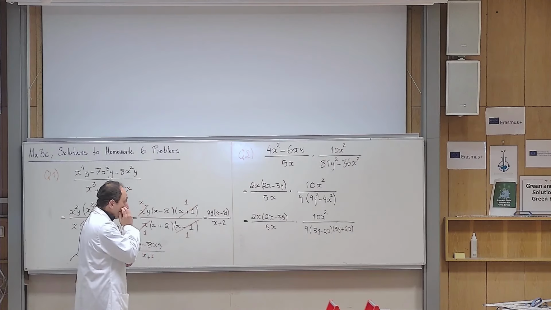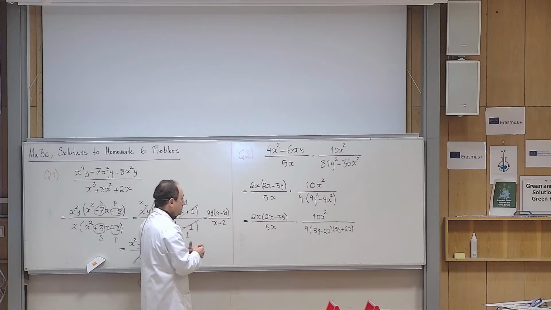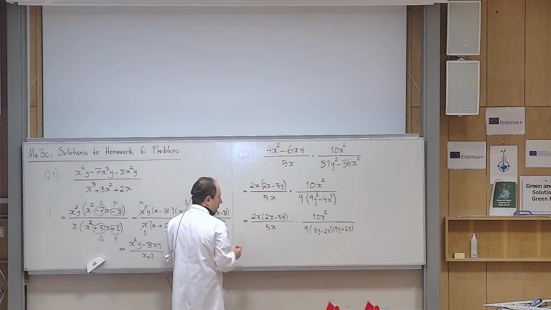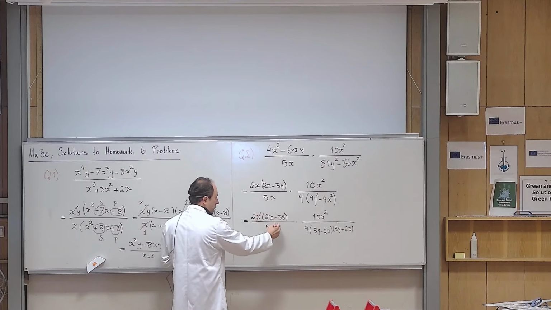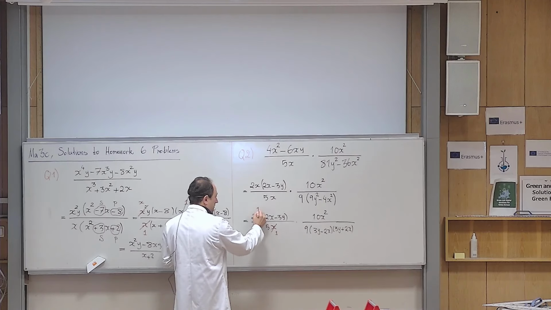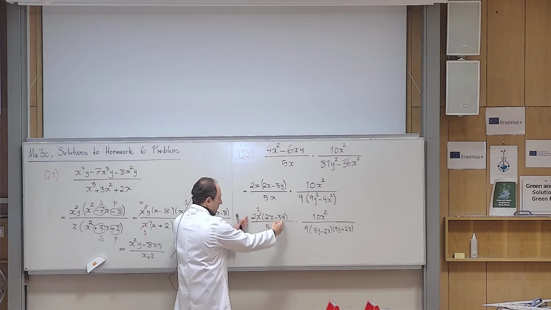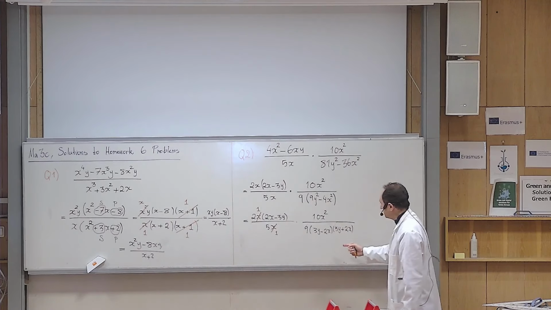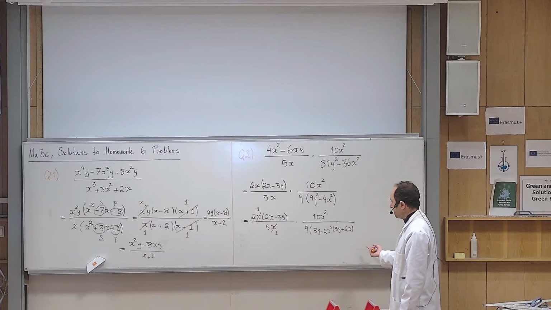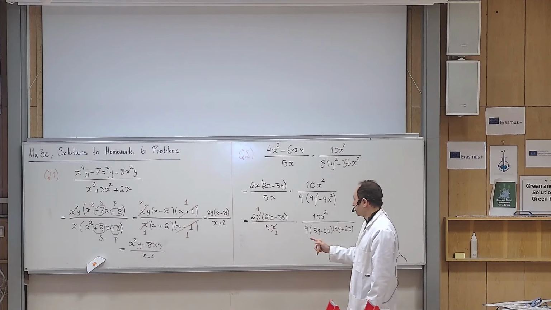Now, I want you to see. First of all, do you agree that I can simplify this x with that x? Because these are factors, this is vertical simplification. Vertically, I cannot simplify anything more. Can I simplify vertically here? No. Do you agree? But can I simplify in a cross manner?